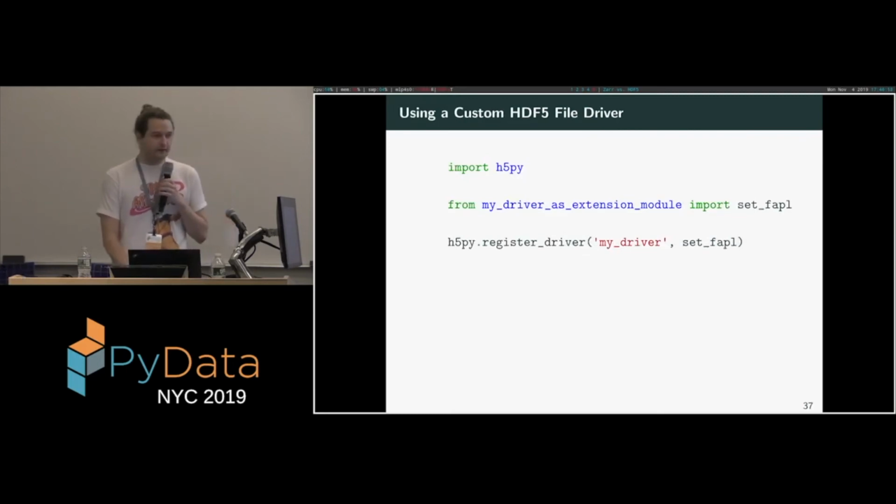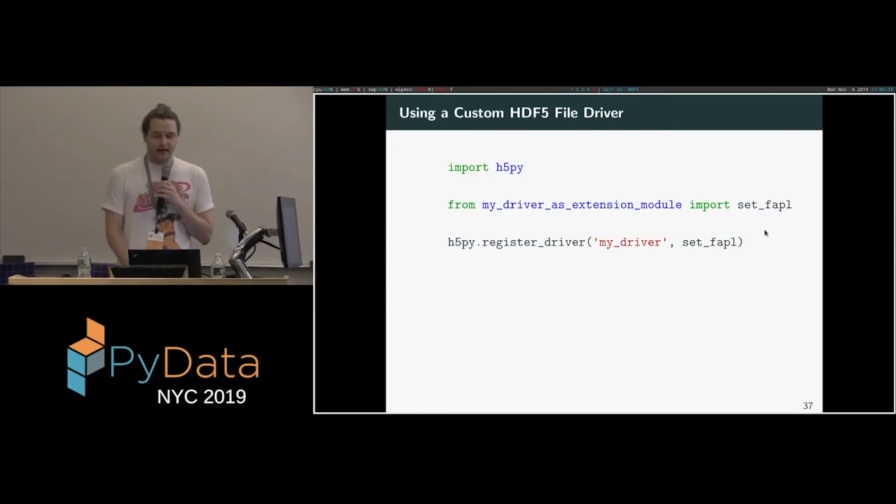However, h5py does actually support a nice Python interface for registering new drivers, so we don't have to run into that issue like we had before. So assuming you've packaged your driver as a Python extension module, which is a whole other topic we will not talk about in this talk, you need to implement this function called set_fapl, which is the file access property list.